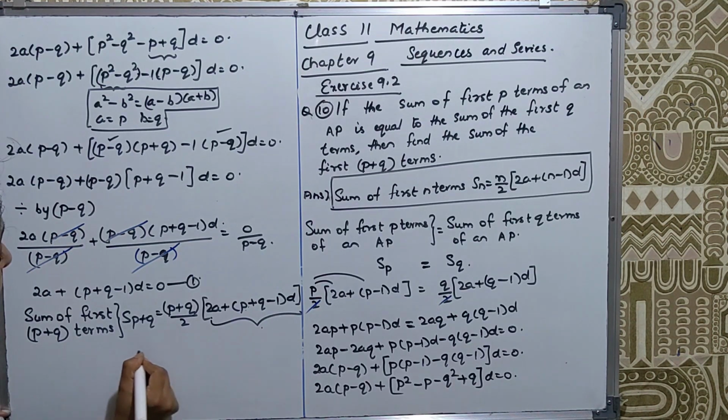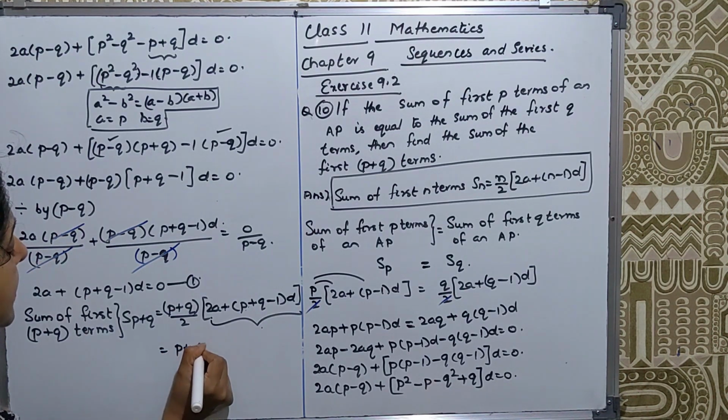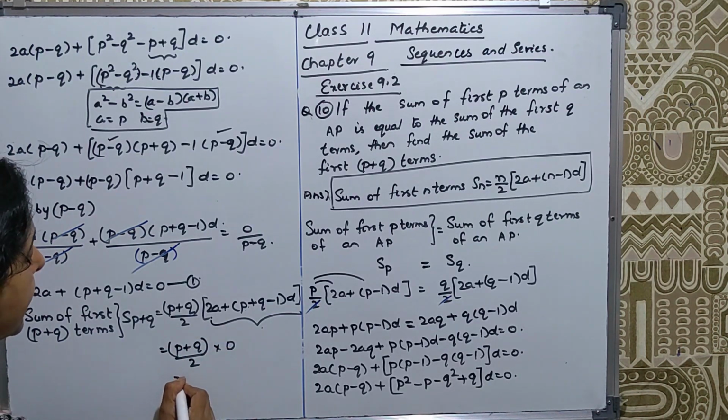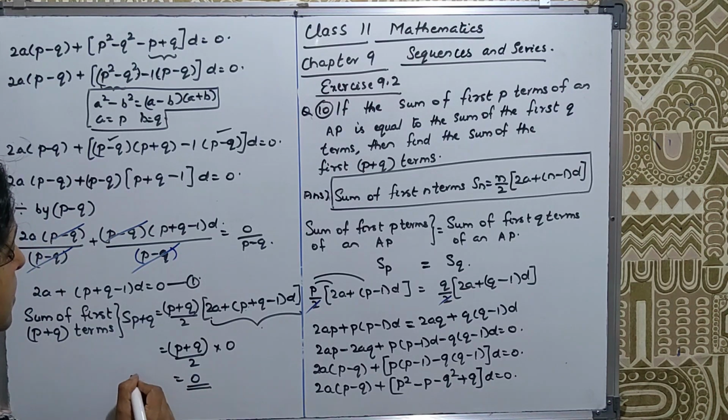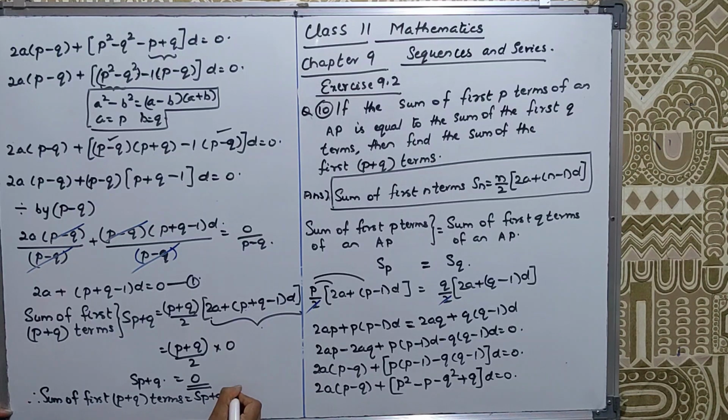So it will be S p plus q equal to p plus q by 2 into 0 equal to 0. So that is S p plus q equal to 0 you got. So we will conclude that. Therefore, sum of first p plus q terms equal to S p plus q equal to 0. That is the answer.